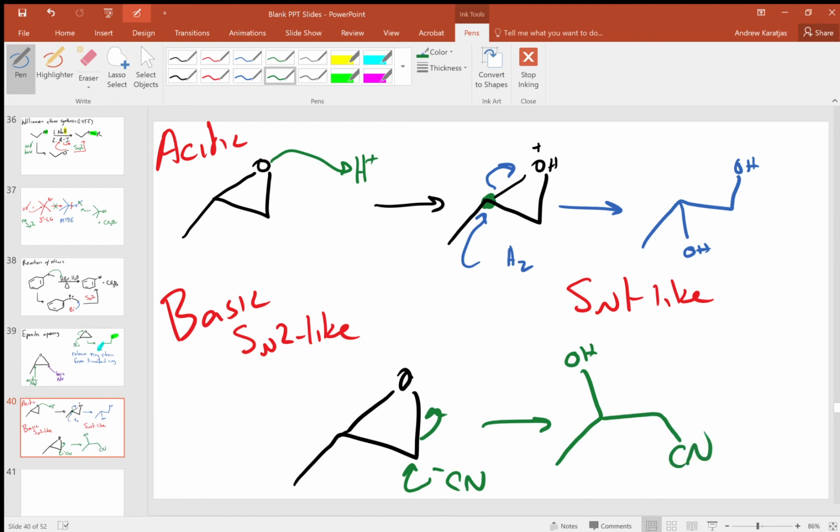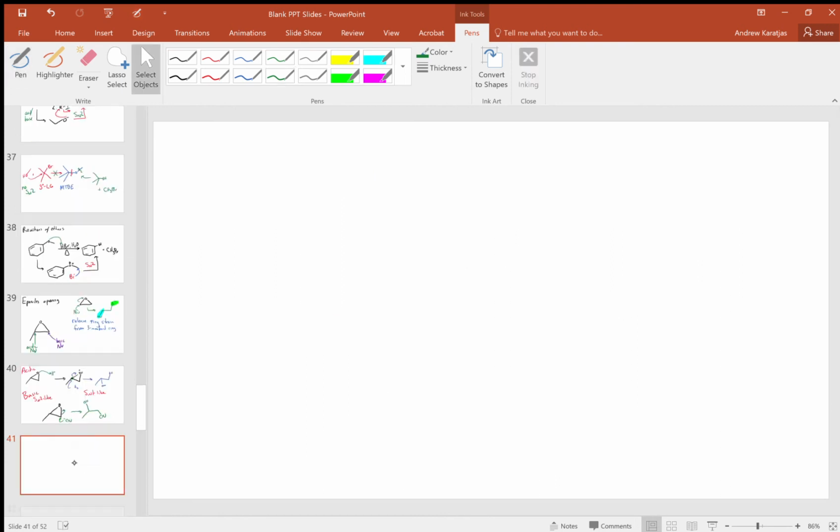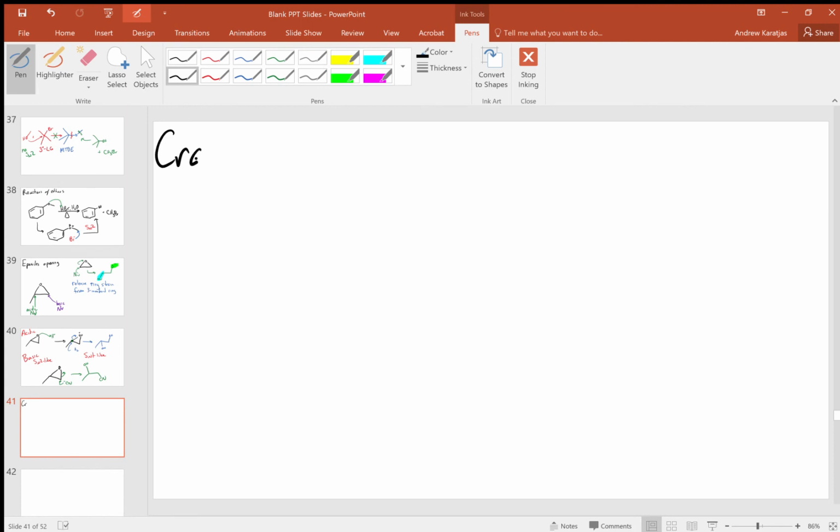So ring opening of an epoxide is the one major exception to how ethers react, and we have complete control over which carbon it attacks at based on acidic versus basic conditions. Right, so there's not really much else in terms of reactions of ethers, but there is another significant role that ethers can play, and that involves a class of molecules known as crown ethers.